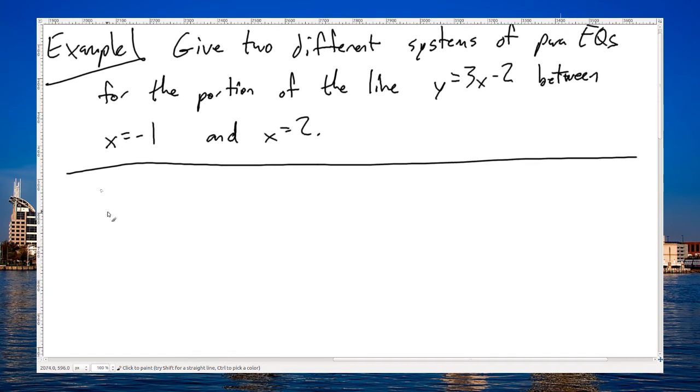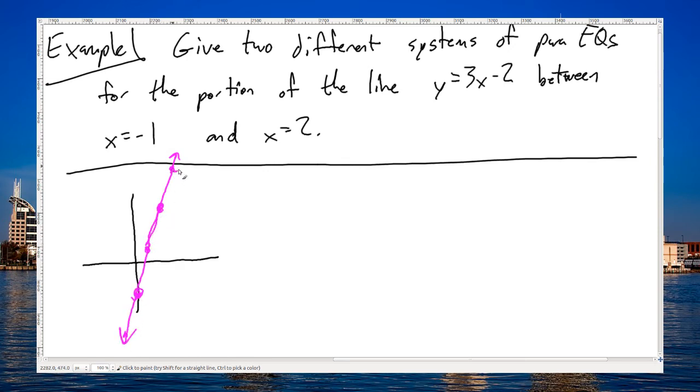x is negative 1 and x is 2. So again, I'm not sure how useful it is, but we could certainly draw a picture if we would like. First, we'll draw the entire line. We have a y-intercept of negative 2, slope of 3, so we'll go over 1, go up 3, over 1, up 3, and then back 1, down 3. So here's the entire line right here, sketched out for us really quickly.